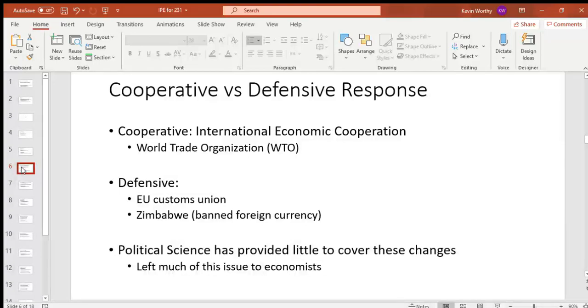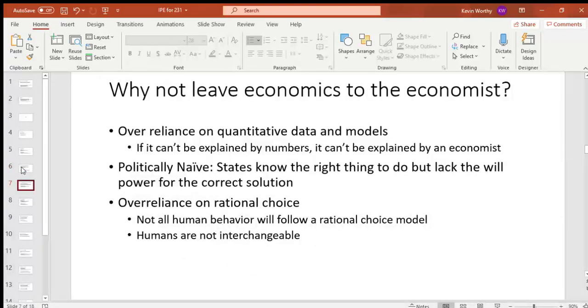So political science is not really responding to these changes, right? A lot of this has been left to the economists. So this leads us to our next question. Why not leave it to the economists? They are economists, right? They study economics, they know a lot about this.